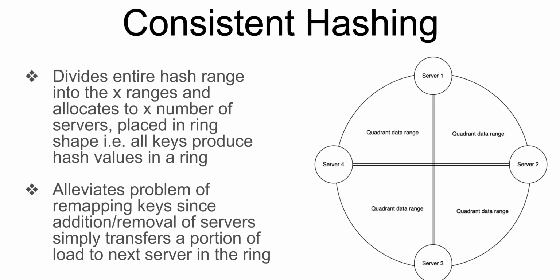What this does is it alleviates the problem of remapping the keys, since the addition or removal of servers simply transfers a portion of load to the next server in the ring. So let's say server 2 went down here, and the key value that gets generated in between server 1 and 2, right here, gets processed by server 3, because server 2 is down.